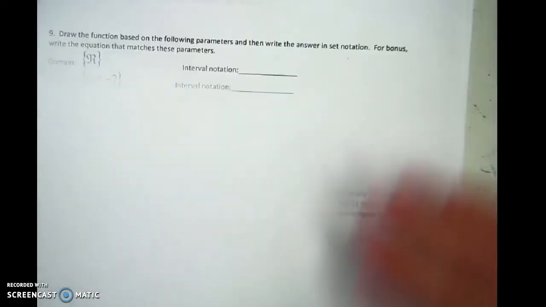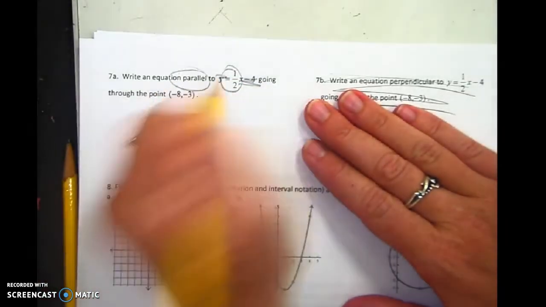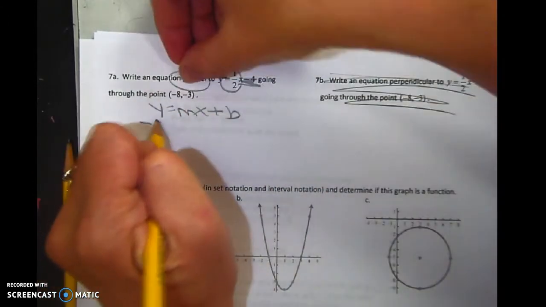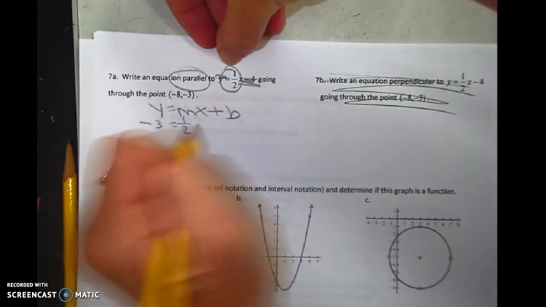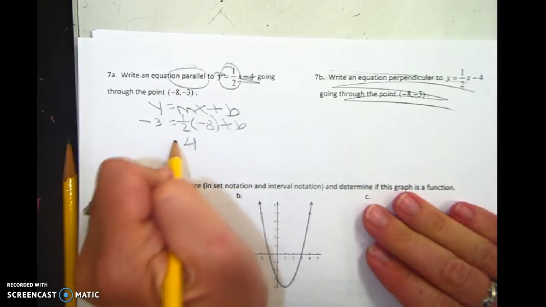All right, next page. Write an equation that's parallel. Parallel means same slope. Dump the rest. Do y equals mx plus b. Plug in your y, negative 3. Plug in your m, 1/2. Plug in your 8, or your x. Half of 8 is 4, but it's a negative.